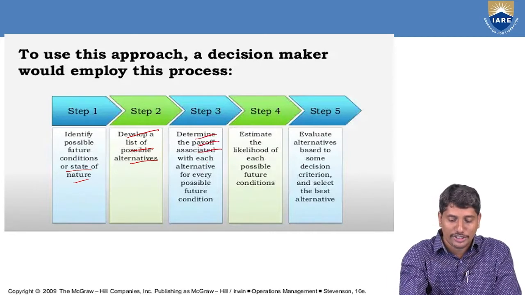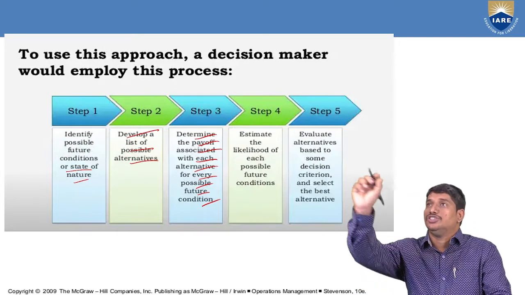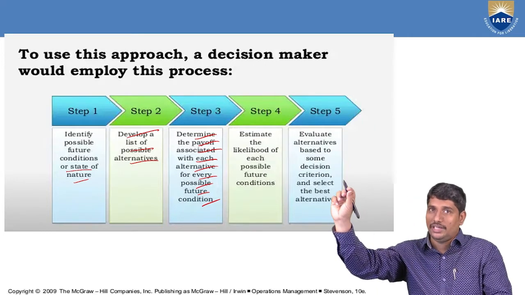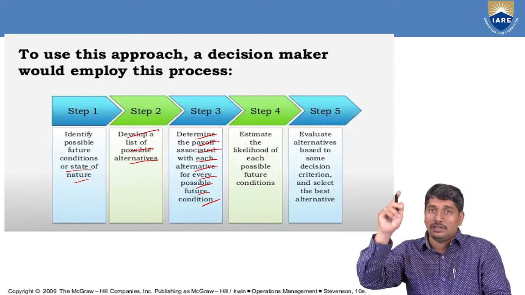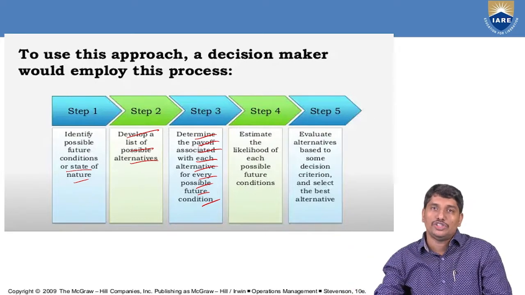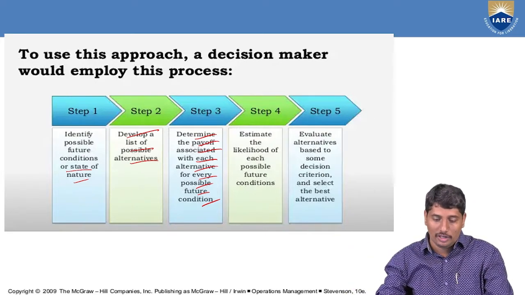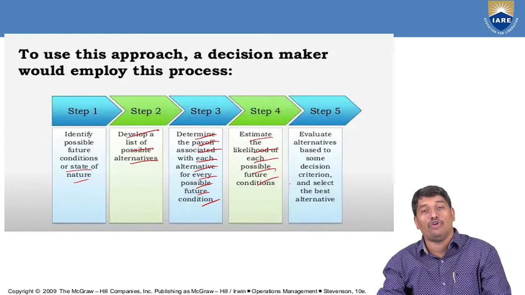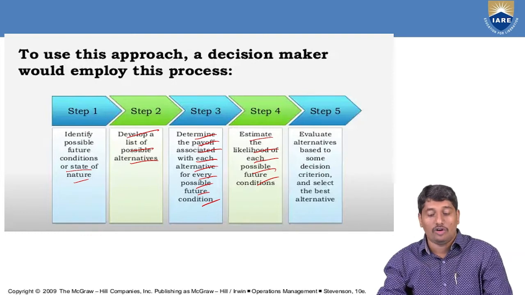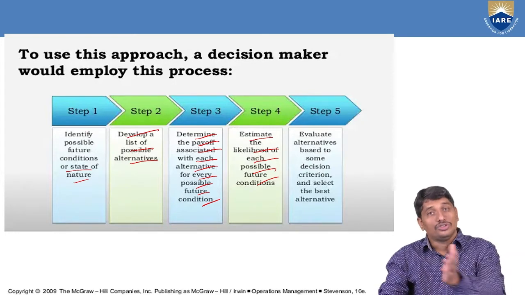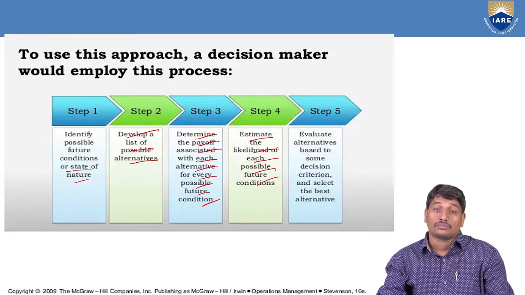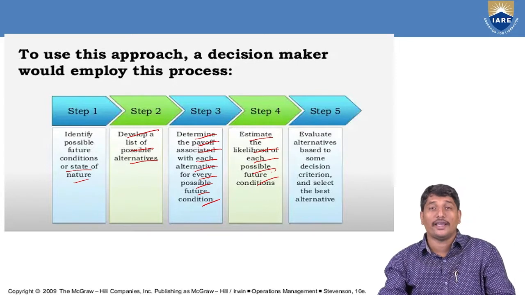Step 3, determine the payoff associated with each alternative for every possible future condition. That means for this decision, some value will be associated, and if we make that decision, another value. Like that, we make a payoff table. Positive means it is a profit, negative means loss. Step 4, estimate the likelihood of each possible future condition. By using some probabilistic formulae, we calculate the likelihood or maximum likelihood value, or some other techniques. Of course, we are going to see those in the next slides. By using those techniques, we come to a conclusion.